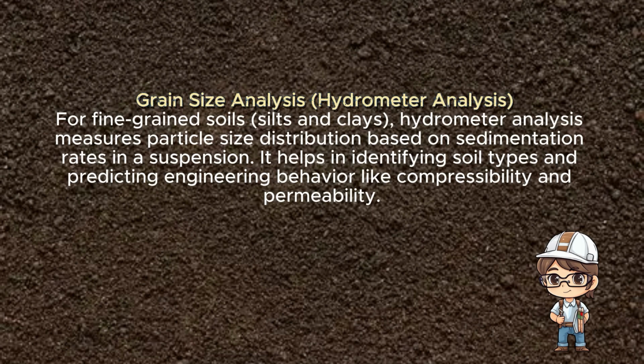Next, grain size analysis, hydrometer analysis. For fine-grained soils, hydrometer analysis measures particle size distribution based on sedimentation rates in a suspension. It helps in identifying soil types and predicting engineering behavior like compressibility and permeability.